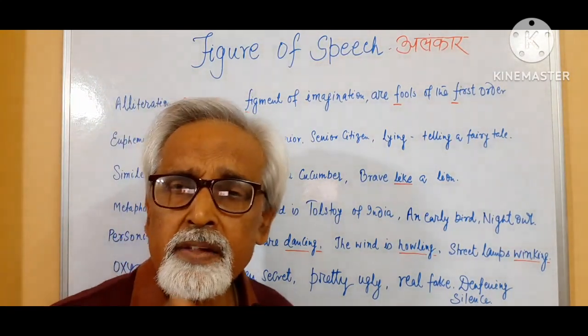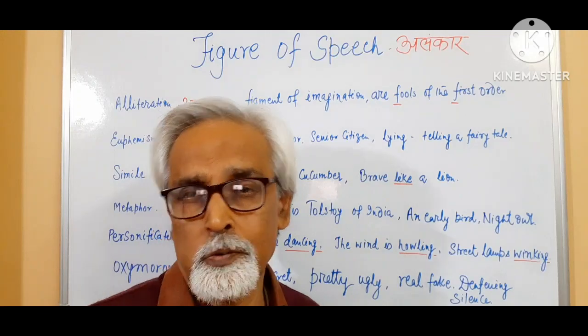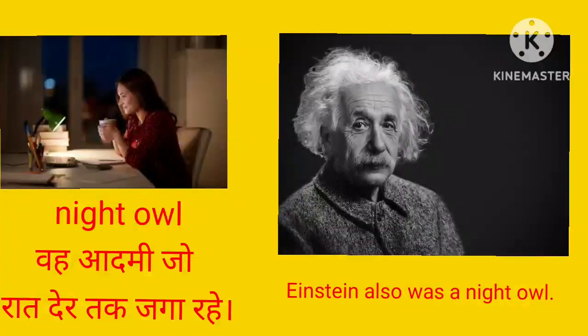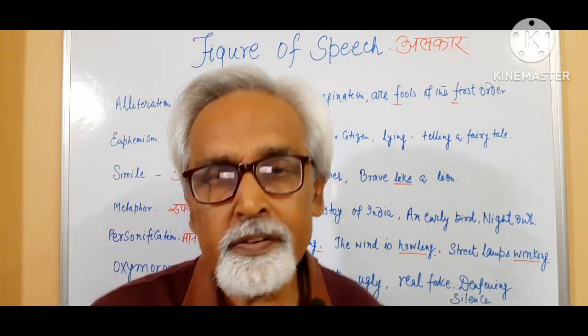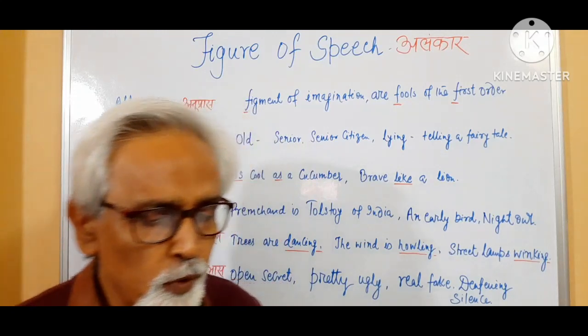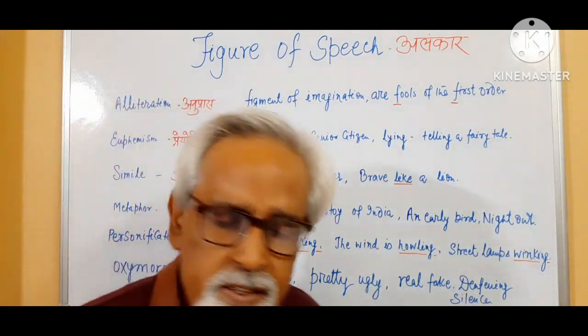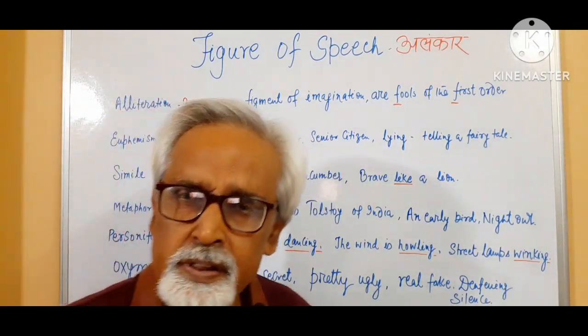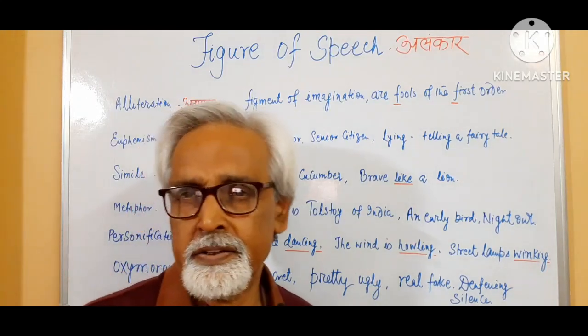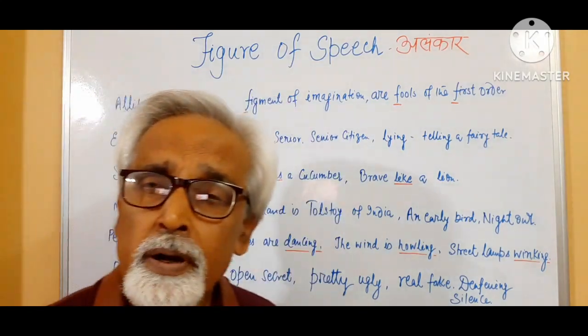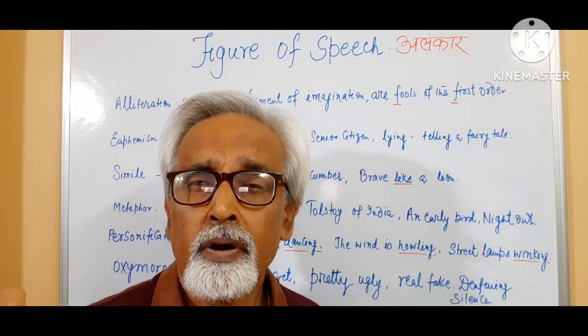For example, Einstein was a night owl. Einstein was not a bird, but when we say night owl, it means someone who stays up late at night, he or she. An early bird catches the worm.